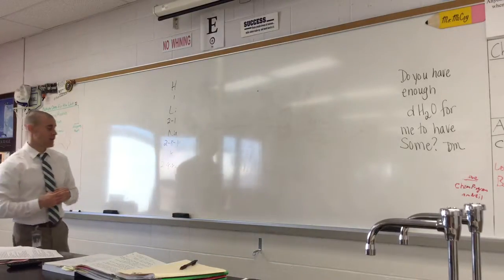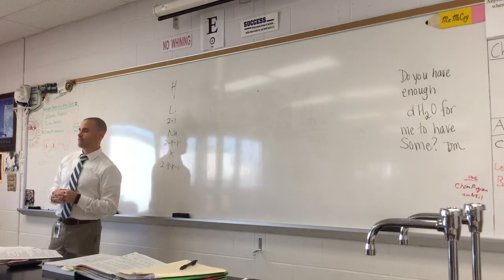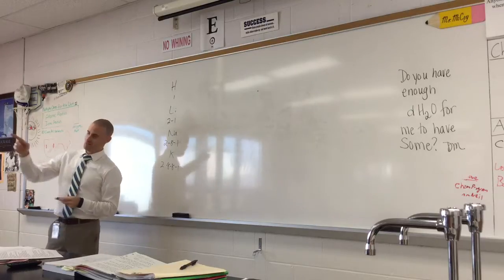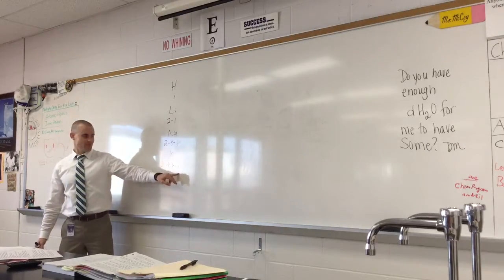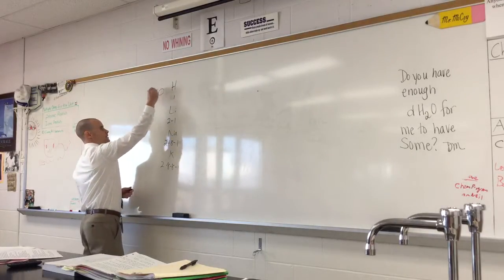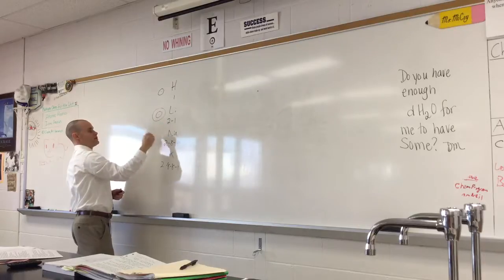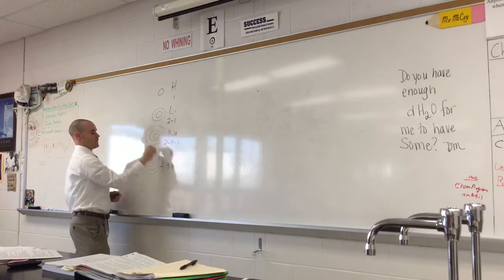Levels, energy levels. Good. Electron levels. Give me another word. Starts with an S. Shell. Shell. Thanks, Adam. Word association. Okay. These are called electron shells. All right? So the atom of hydrogen kind of looks like this. Lithium looks like that. Sodium looks like that. And potassium looks like that.